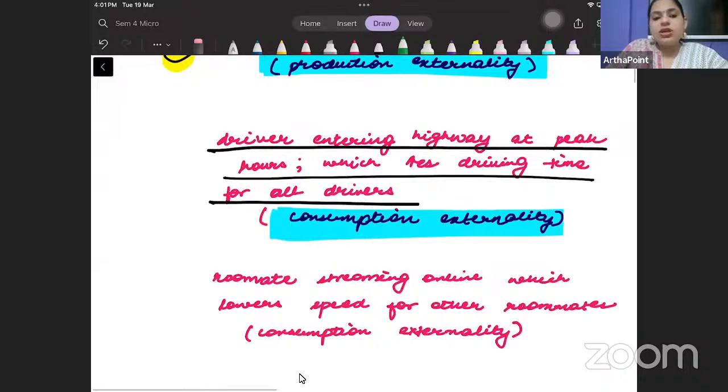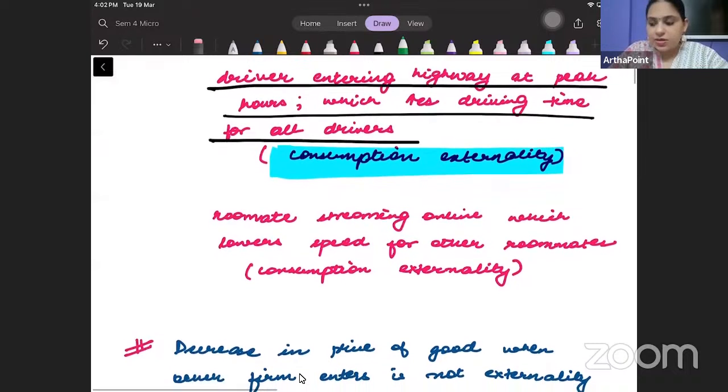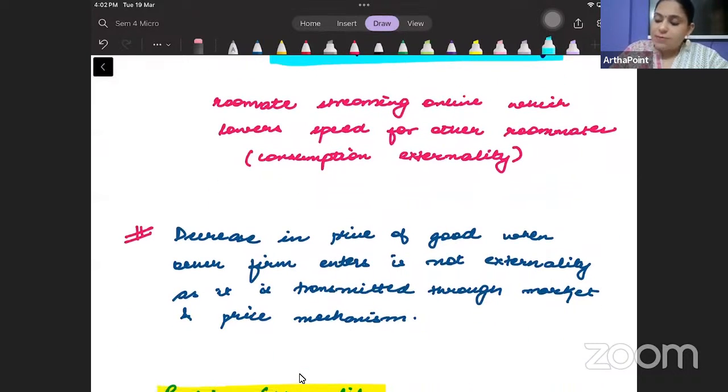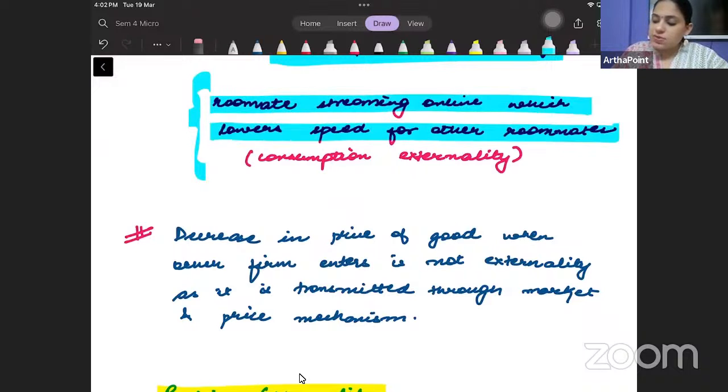Kiska example ho gaya bache? Positive consumption externality. Am I clear with it? Are these examples clear? Okay, so take this example of negative consumption externality. Dekho beta dhyan se. Roommate streaming online which lowers speed for other roommates. So when one person is watching something online, then the speed for other people may lower, right? That is an example of negative consumption externality.